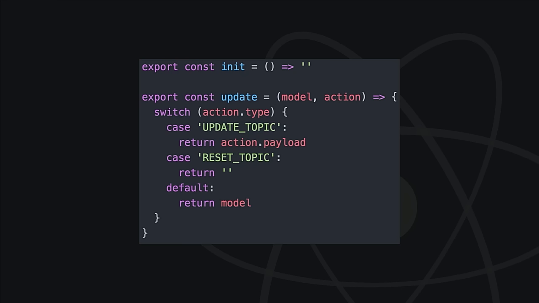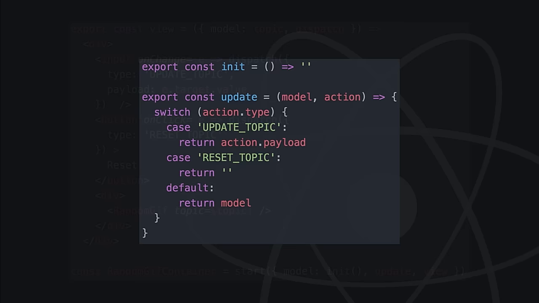So here's an example of what this might look like in JavaScript and React. At the top, you have this init thing. It's kind of like get initial state. In this case, we're just keeping track of a string. So it's pretty straightforward. Another component would probably be like an object or a record. Update is a reducer, so I don't have to explain that to you.